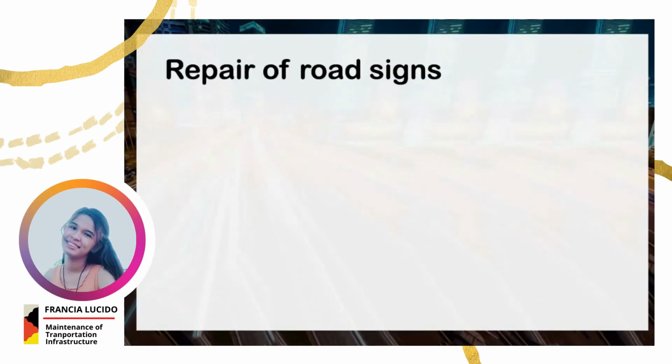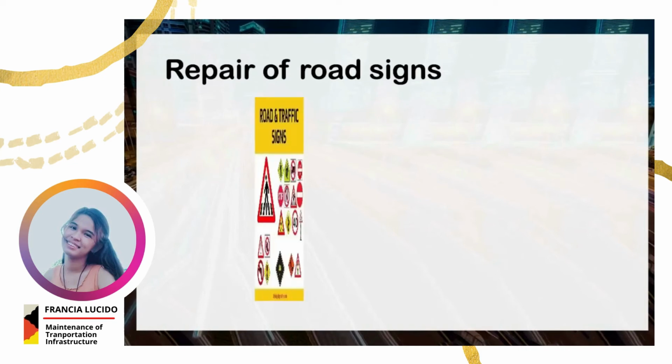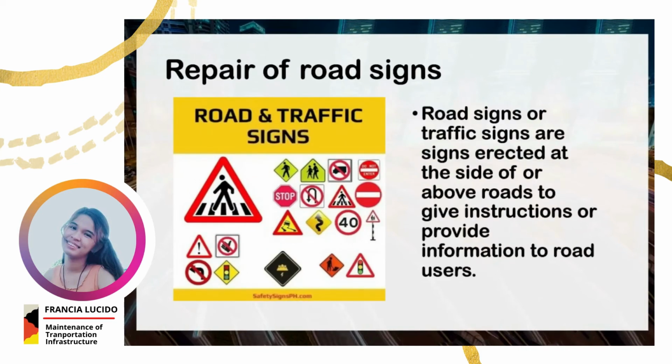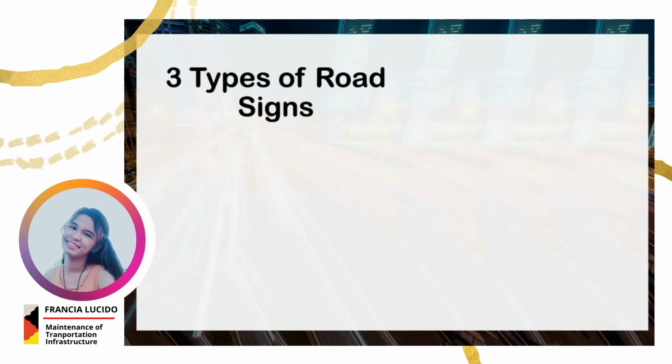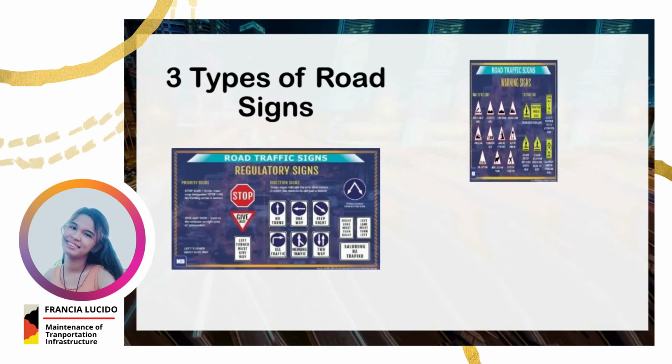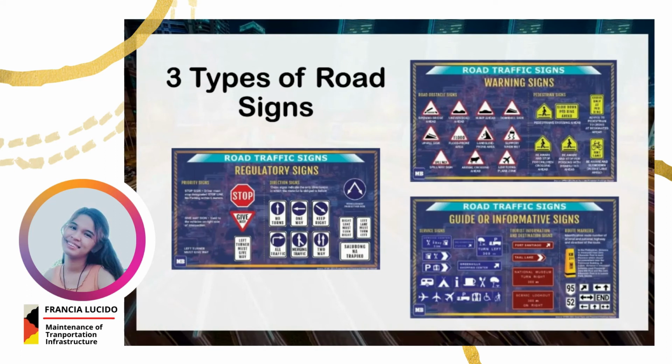Another important traffic service is the repair of road signs. Road signs or traffic signs are signs erected at the side or above the roads to give instruction or provide information to road users. These signs are utilized to facilitate road traffic and increase road safety through the adoption of uniform traffic rules. There are three types of road signs: the regulatory signs, warning signs, and guide or informative signs.